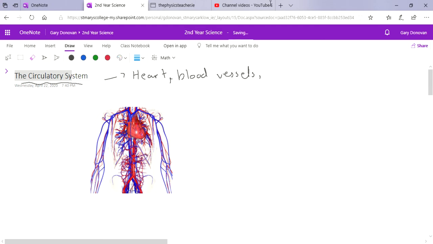And another part is the blood itself. So these are the main parts that make it up. And today I'm going to look at the blood, and I'm going to look at blood vessels. So let's look at blood first. The blood itself is made up of different parts, but the main part that makes up blood is known as plasma. And what plasma is, it's the liquid part of the blood.